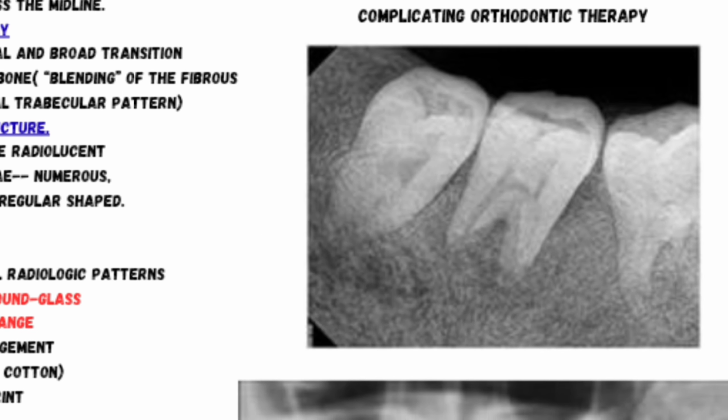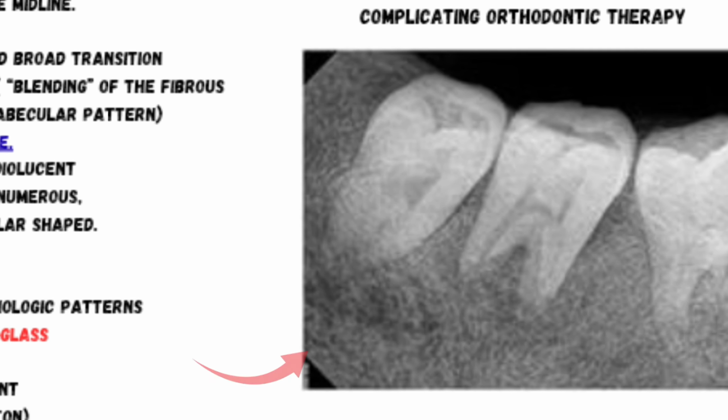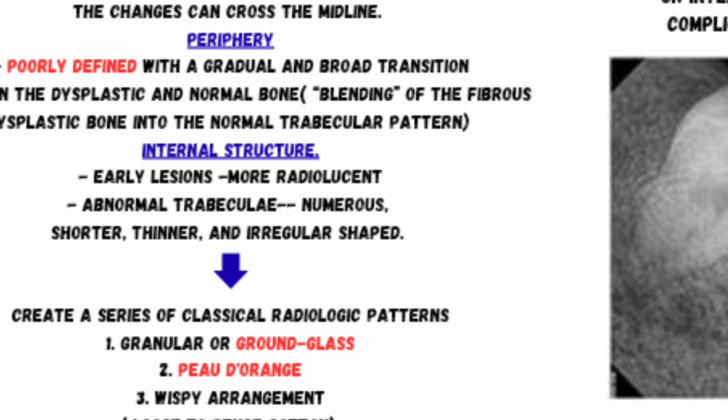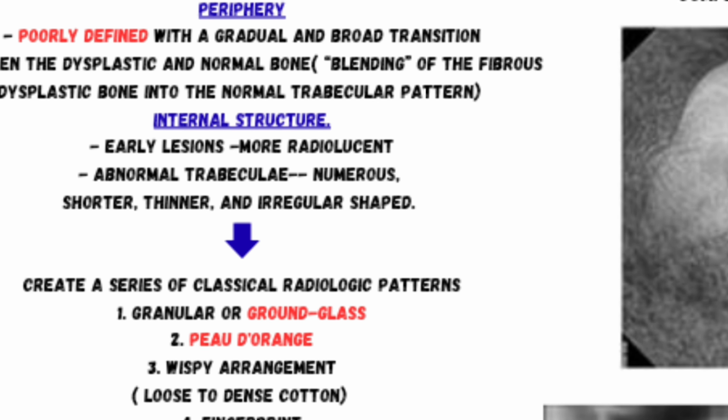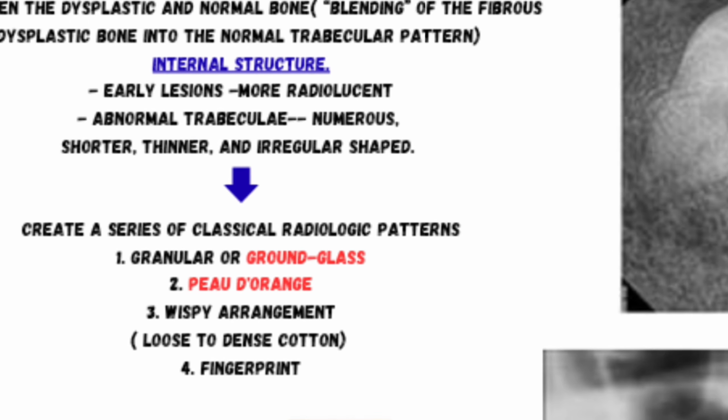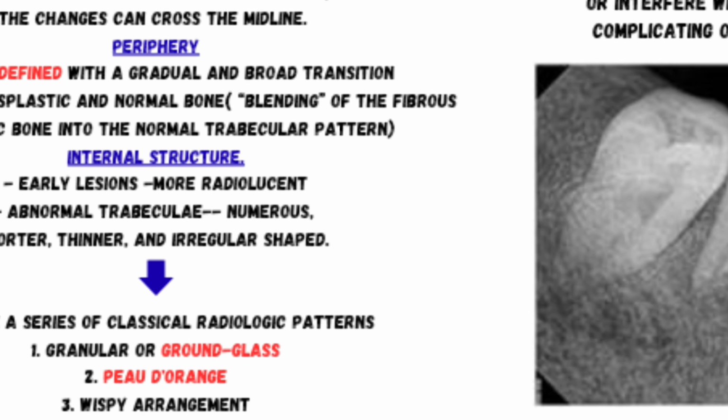Coming to the internal structure. Early lesions are more radiolucent. Abnormal trabeculae are found, which are more in number than the actual number of bony trabeculae in health. These are shorter, thinner, and irregular in shape. This creates a series of classical radiologic patterns: ground glass appearance, peau d'orange or orange peel appearance, cotton wool appearance due to the wispy arrangement of the trabeculae. The fourth is the fingerprint pattern.